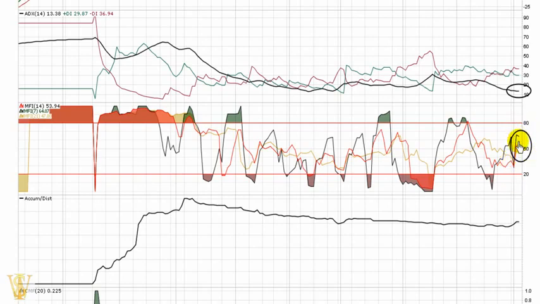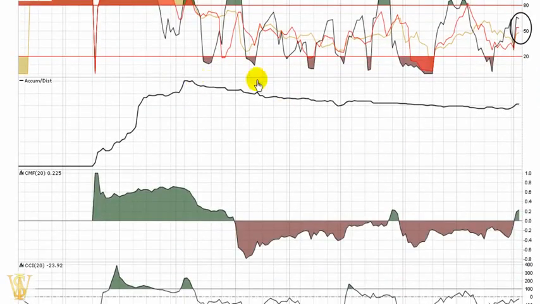The MFIs are all pretty close together. I actually don't mind seeing that 7 pull back because I don't want to see too great a separation. Oftentimes when it gets a huge separation, you see a sharp downturn. So I like to see all of them in pretty close proximity, and holding around 50 is a neutral to bullish position.